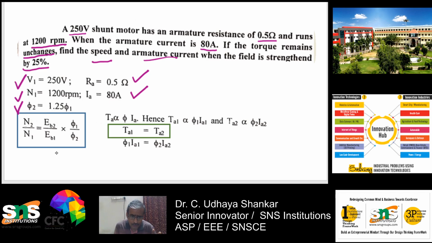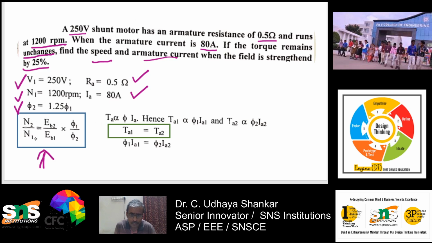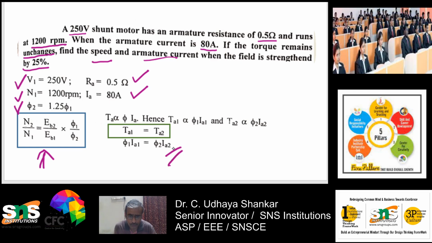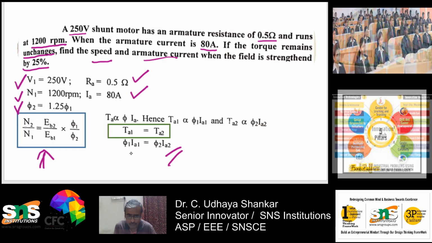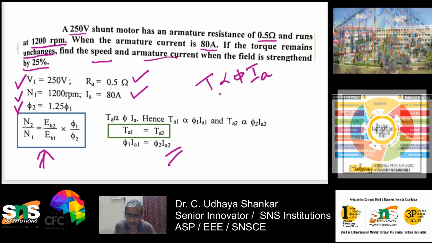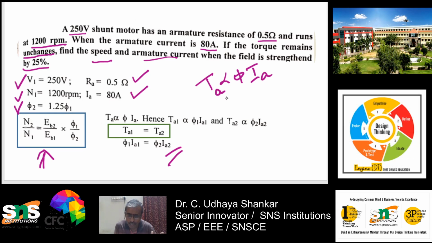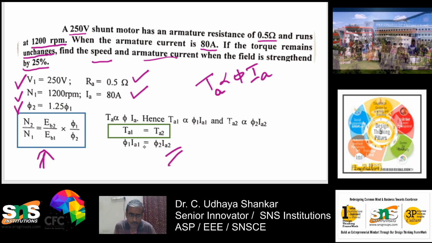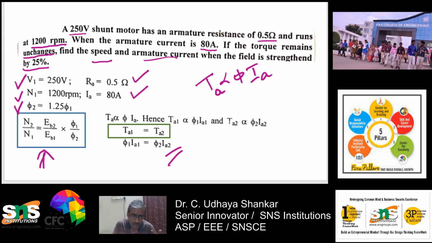Now, this is the basic formula we have already discussed in the previous slide: N2 by N1 equals EB2 by EB1 into phi 1 by phi 2. Here it is a constant torque problem, so this is the condition we have to remember: TA1 equals TA2. Since torque is directly proportional to phi into IA, phi 1 into IA1 will be equal to phi 2 into IA2. It is very simple. This condition has been given, so you just substitute here.